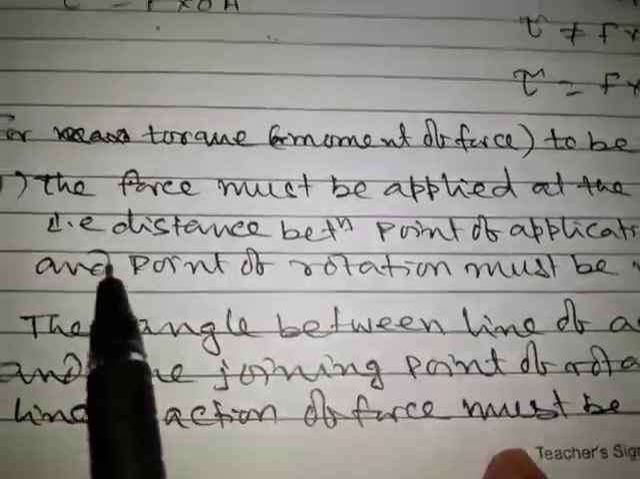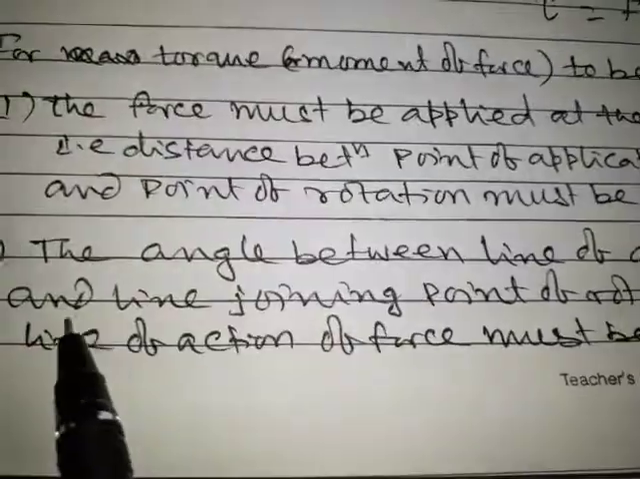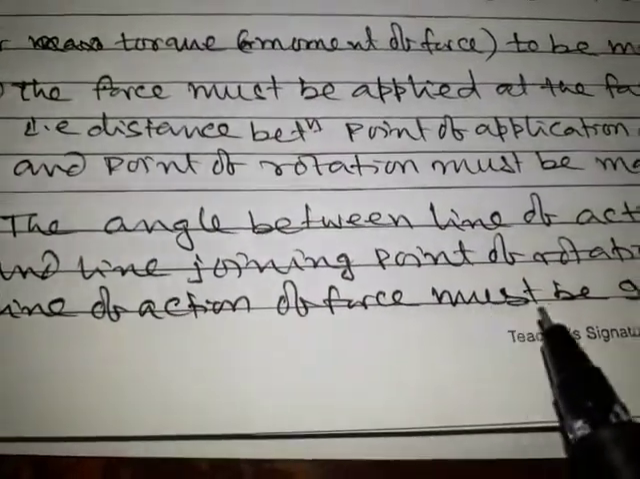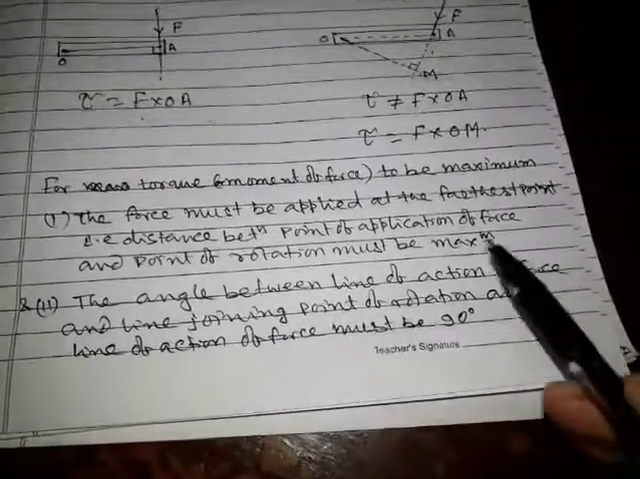Second is the angle between the line of action of force and the line joining the point of rotation and point of application of force must be 90 degrees, like here the angle is 90 degrees. So these are the two conditions for maximum torque.